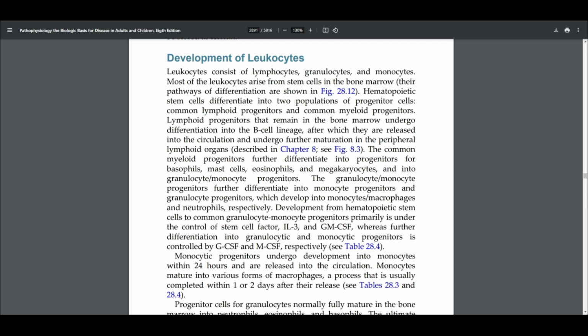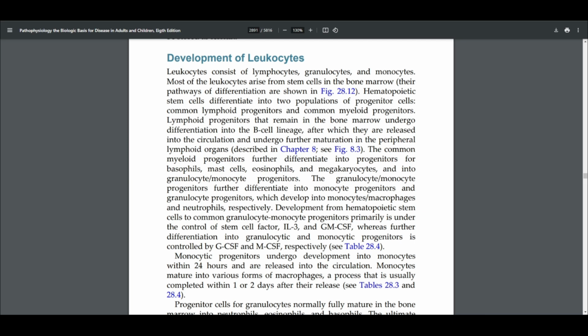The common myeloid progenitors further differentiate into progenitors for basophils, mast cells, eosinophils, and megakaryocytes, and into the granulocyte-monocyte progenitors. The granulocyte-monocyte progenitors further differentiate into monocyte progenitors and granulocyte progenitors, which develop into monocyte-macrophages and neutrophils, respectively.